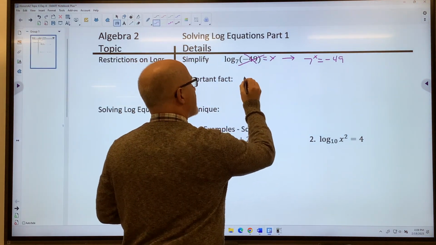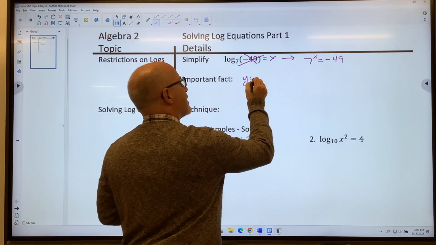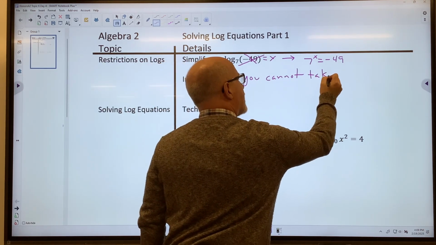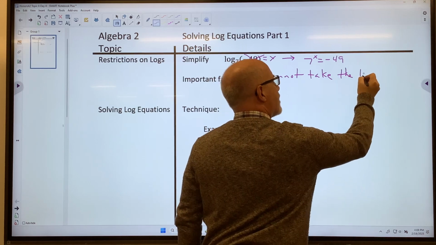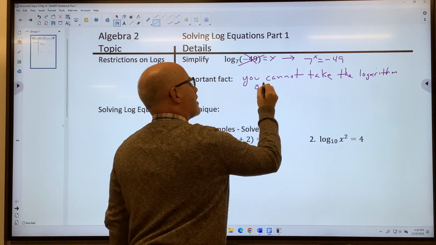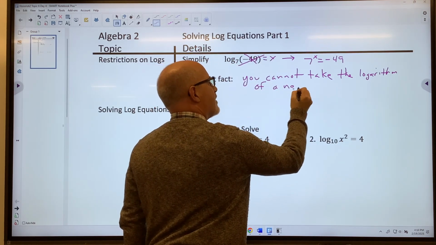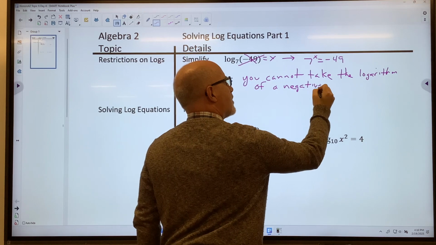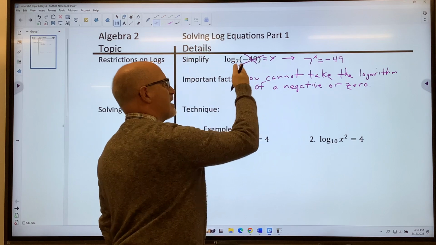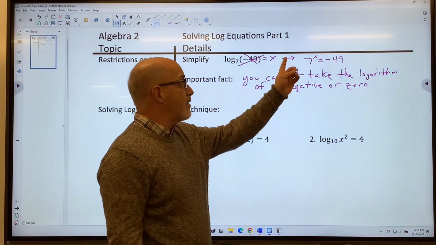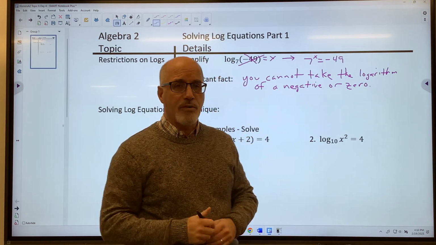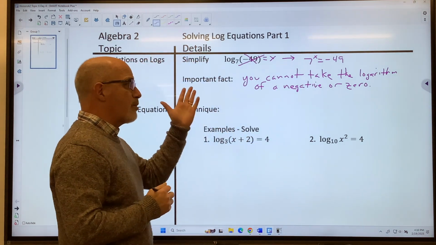So an important fact: you cannot take the logarithm of a negative or 0. Now why we include 0 is the same thing. If we try to take log base 7 of 0, you'd have 7 to what power would equal 0? You can never put 7 to a power and get 0. So that's an important restriction to remember.